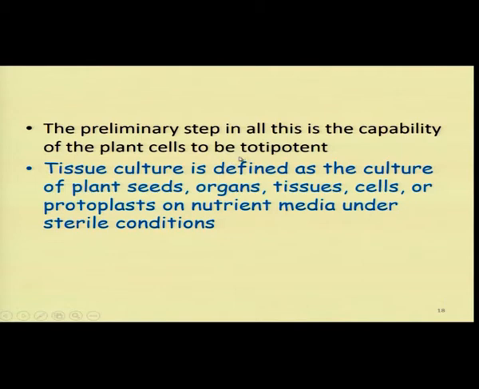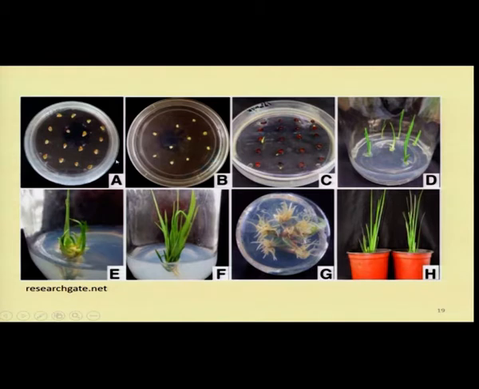So the preliminary step in all these is the capability of the plant cells to be totipotent. Totipotent meaning if any part of the plant you take, it can dedifferentiate to form a meristematic tissue, and that dedifferentiated meristematic tissue can again form a plant provided you give it the sufficient nutrients. Tissue culture is defined as the culture of plant seeds, organs, tissues, cells or protoplasts on nutrient media under sterile conditions. So these are the steps which are normally followed.